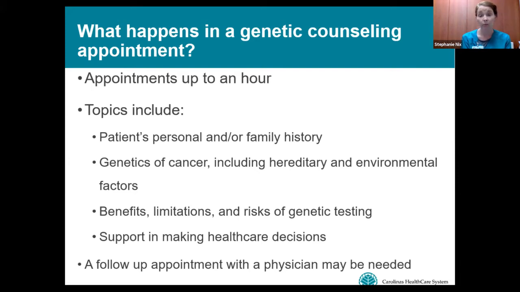We also make follow-up appointments with anyone that we need to, be that a breast surgeon or the genetic physician at the hospital at Levine. So it just depends. We make referrals as necessary.